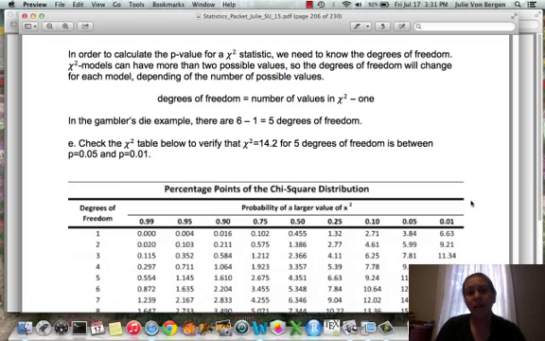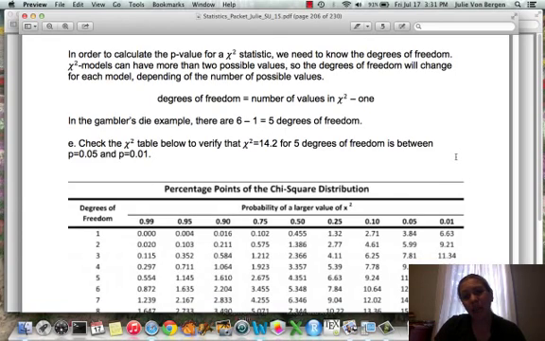So in order to calculate the p-value for a chi-squared statistic, we need to know the degrees of freedom. Chi-square models can have more than 2 possible values, so the degrees of freedom will change for each model, depending on the number of possible values. So the degrees of freedom is always the number of values in the chi-squared minus 1.